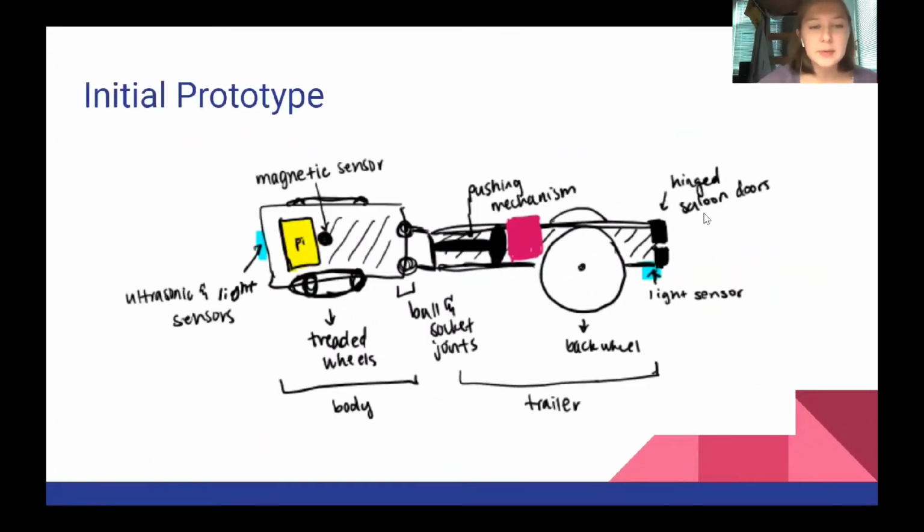This initial prototype consisted of a body that held the Raspberry Pi with one set of treaded wheels, with 2 wheels and treads wrapped around on the main body. There were 2 larger wheels in the back that were attached to the trailer as well. This trailer consisted of a loading pad that held the cargo, a pushing mechanism that pushed the cargo through swinging doors that were attached with a rubber band hinge. This trailer was attached with a ball and socket joint to the main body, and ultrasonic and light sensors were placed at the front with a magnet sensor on the underside of the main body.